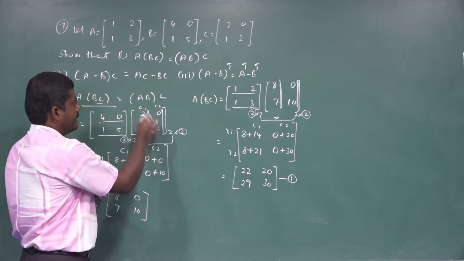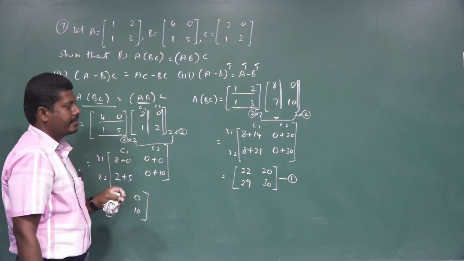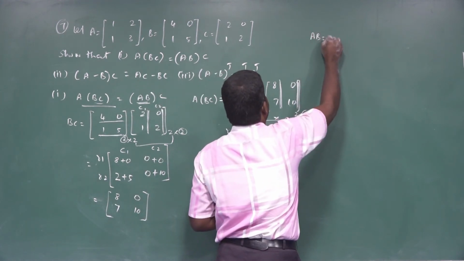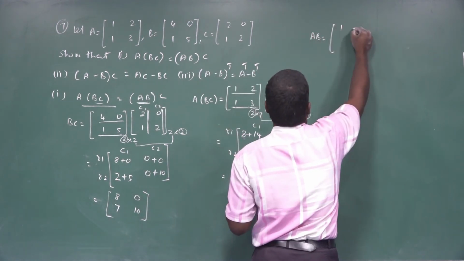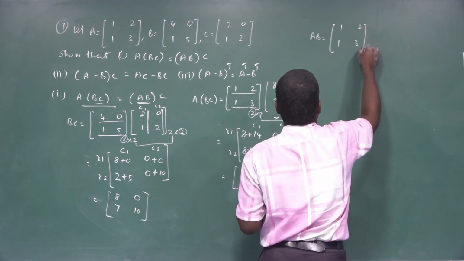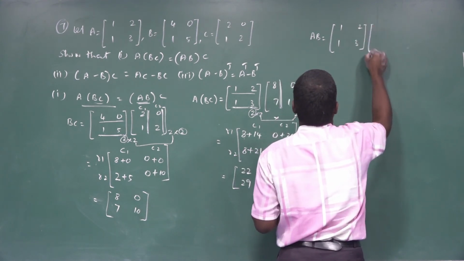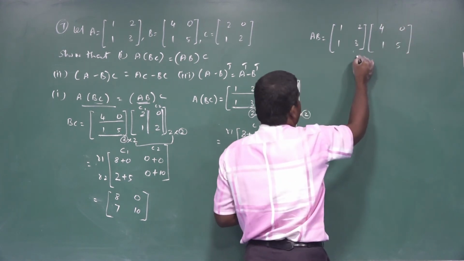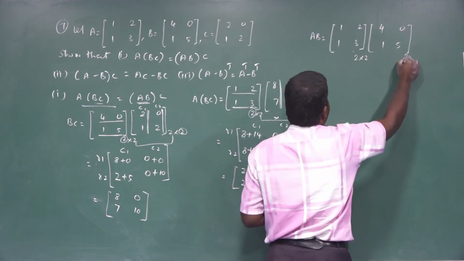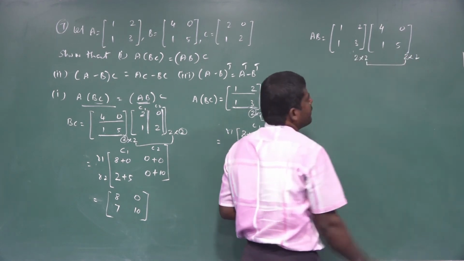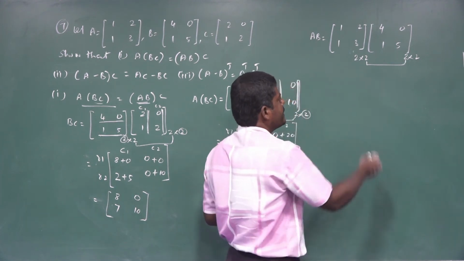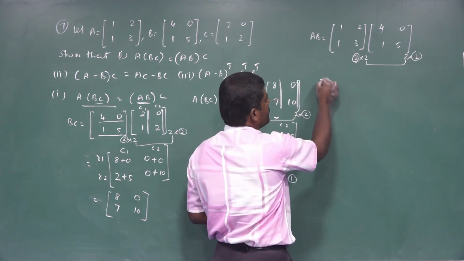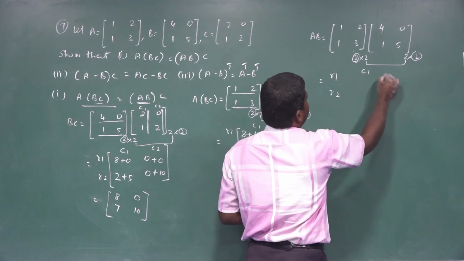Next you come to the right side. Within the bracket AB is there. First you want to find AB. So AB is equal to A matrix 1, 2, 1, 3 and B matrix 4, 0, 1, 5. Order of our first matrix is 2 by 2. Order of our second matrix is also 2 by 2. These both are equal. Therefore multiplication is possible. Our result order is 2 rows and 2 columns: row 1, row 2, column 1, column 2.